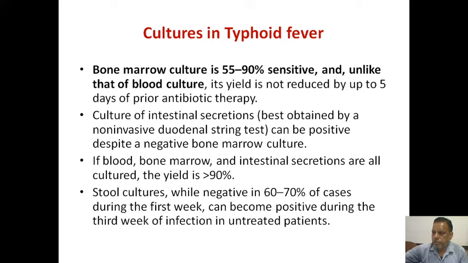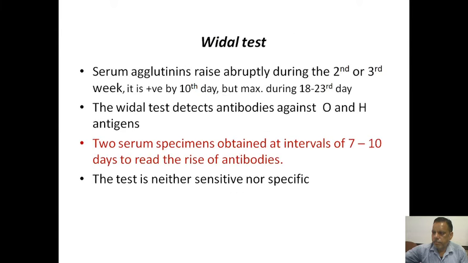However, if we choose to do all of blood, bone marrow and intestinal secretion, usually the yield is increased, typically to the tune of more than 90%. Stool cultures, while negative in 60 to 70% of the cases, that is, positive in 30-40% of cases during the first week, can become positive in the third week of infection in untreated patients. So the BASU, if you remember, S is in third place. So in the third week the stool culture yield increases, to around 50 to 60%.